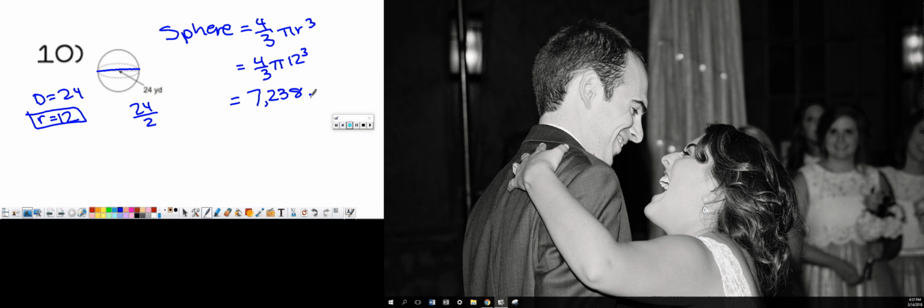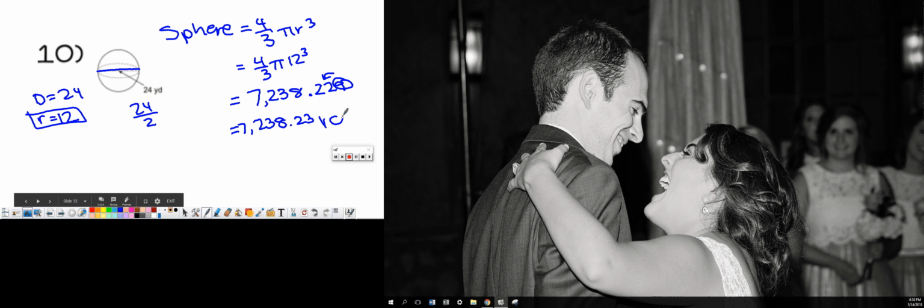7,238 and 229 thousandths, but this 9 is going to round the 2 up. So it really is 7,238 and 23 hundredths. Yards cubed. And there it is.